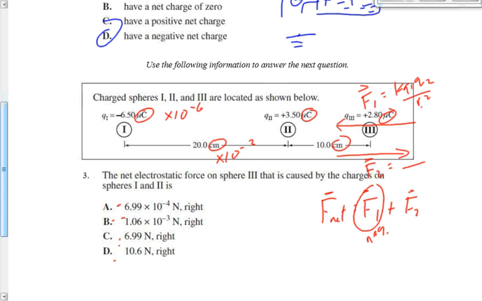The answer is 6.99. C. If you added them together, made them both positive, guess what? You get D. So the option is there. If you make that simple little mistake, Joey, the answer is there. So be careful with that.